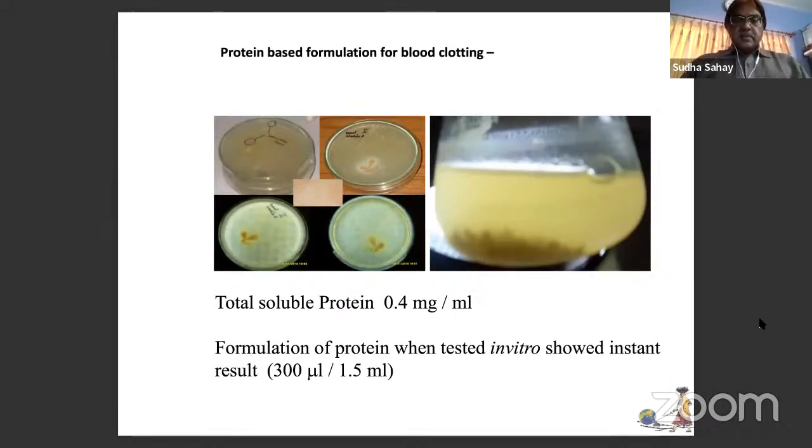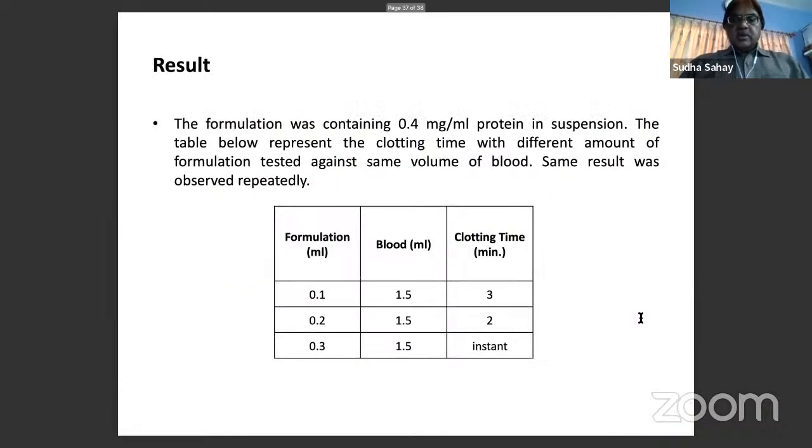This is the plate and broth. The 0.4 mg per ml was the concentration we extracted, and this formulation is 300 microliter per 1.5 ml. Next. So this is the concentration. This is the amount of blood when we are adding 0.1 ml of the formulation in 1.5 ml. The clotting time was 3 minutes.